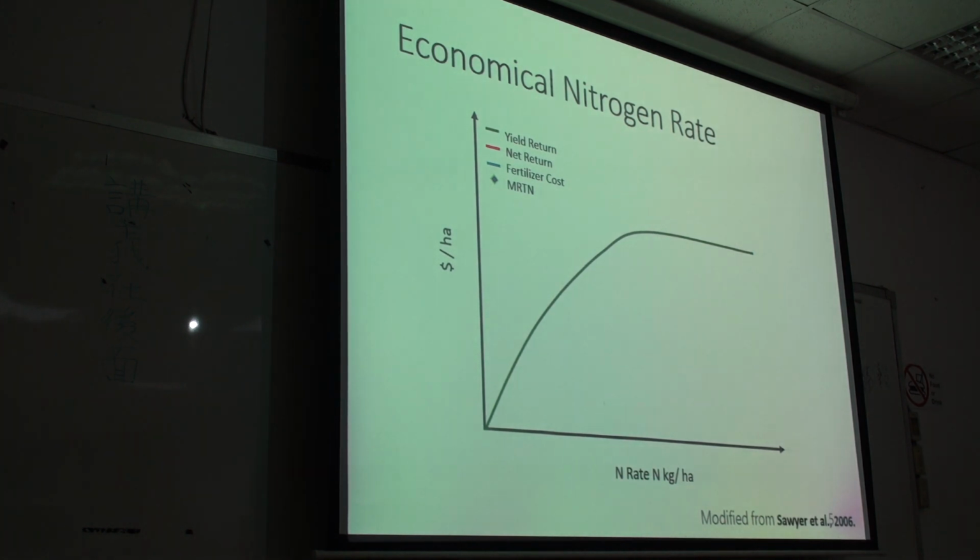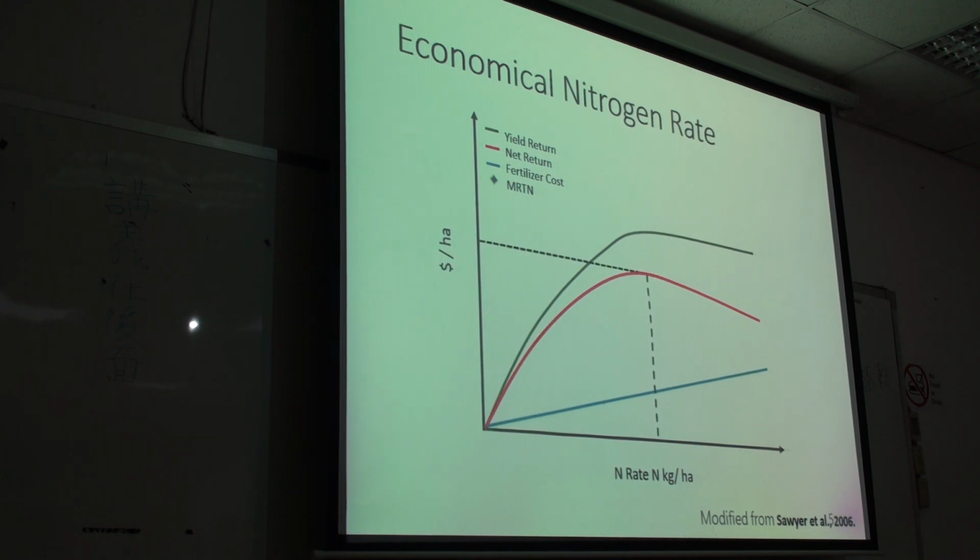And about the economic optimal nitrogen rate, the idea is that if we get the curve of the yield return over the different nitrogen application in the field, and also the cost of the fertilizer, by subtracting the cost from the yield, we can get a new curve of the net return in the field. And it's very obvious that there exists a point where we can get the maximum return. The nitrogen used at this point is called the economic nitrogen rate. And after that, the net return is decreasing. By reversing this relation, we can estimate the yield from the nitrogen application in the field.